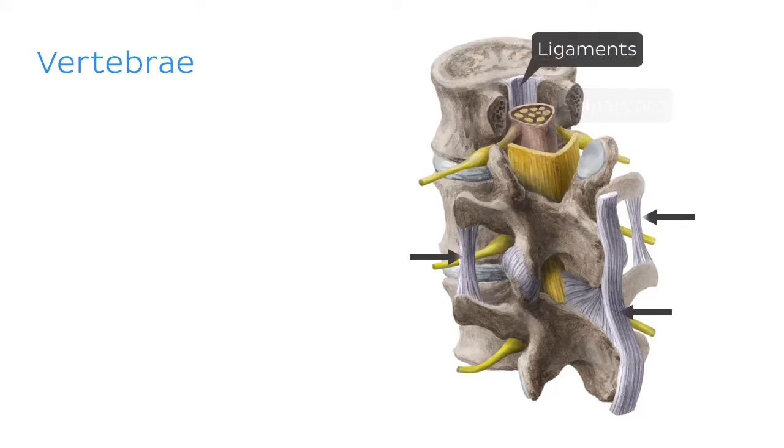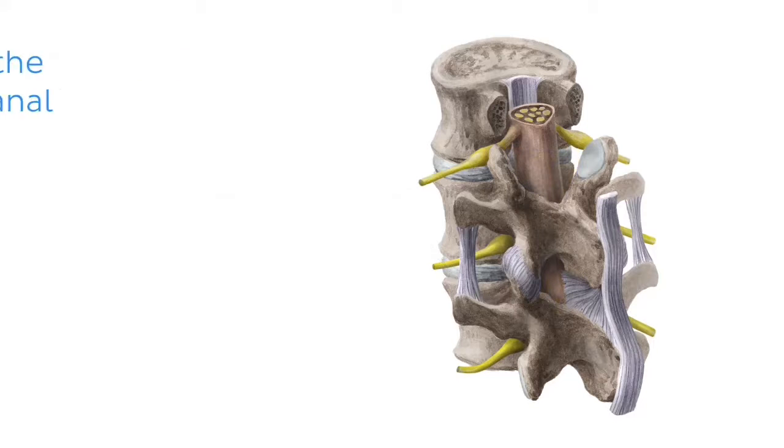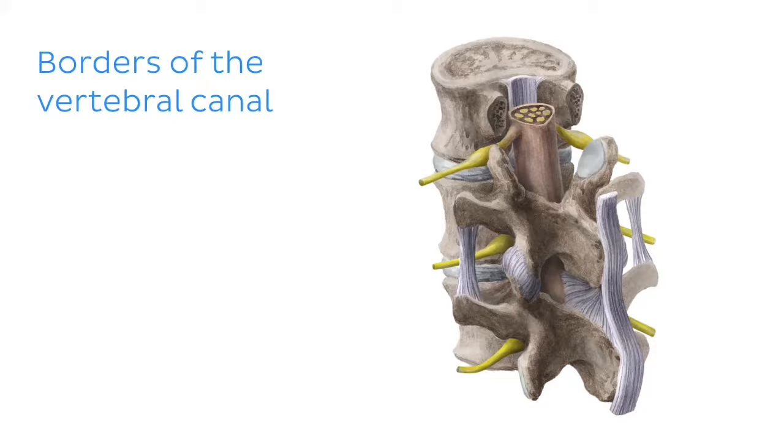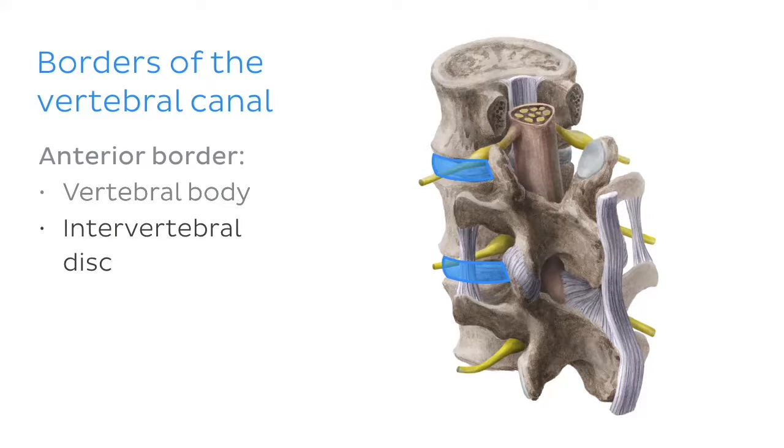There are various types of ligaments and other connective tissues holding the vertebrae together, and intervertebral discs between the individual bones, which we'll look at in closer detail in just a moment. So what makes up the actual borders of this vertebral canal then? With the spinal cord located here within the vertebral canal, we can see this bony structure anterior to it, which is called the vertebral body. Its posterior aspect forms the anterior border of the vertebral canal. An intervertebral disc is sandwiched between the vertebral bodies, so between the vertebrae, and the intervertebral discs would be considered part of the anterior border of the vertebral canal.